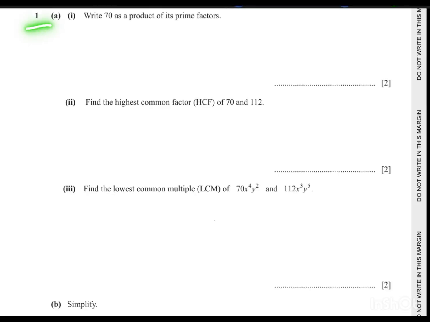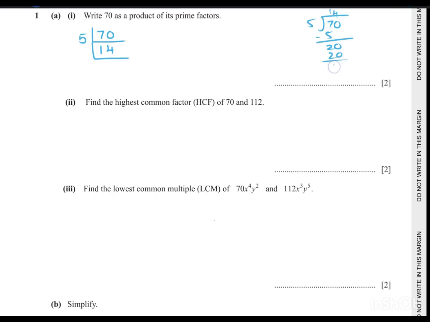Question number 1. A. Write 70 as the product of its prime factors. So to write the prime factors of 70, we need to do the prime factorization of 70. So let me do it. 70, 5 times 14. If you divide by 5, you get 14. 5 ones are 5, 5 fours are 20.